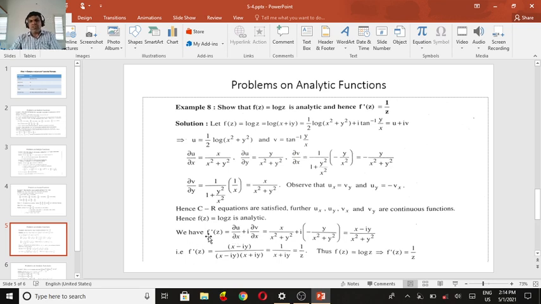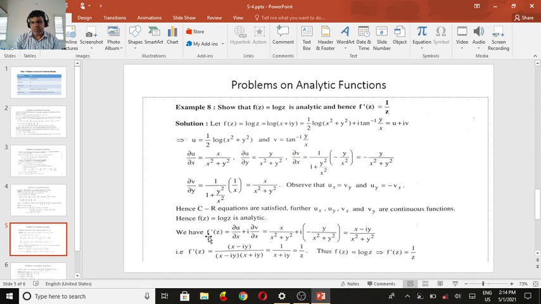Further, we come to the derivative form. So here we are expressing the analytic condition, and it can also be expressed through the definition of derivative condition. This is the definition of derivative condition. Derivative of f of z equal to, by definition, del u by del x plus i del v by del x. So del u by del x we already simplified: x divided by x square plus y square, plus i times, what is del v by del x? Del v by del x is minus y divided by x square plus y square.